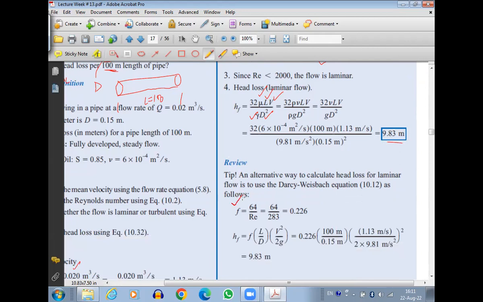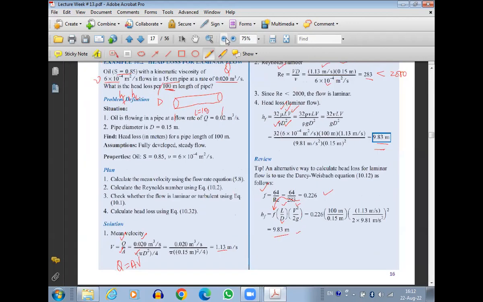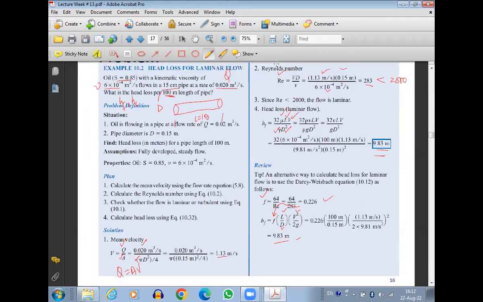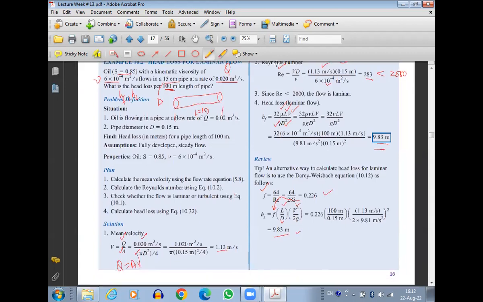The other way around is that since we know that it is laminar flow, we can directly find out the friction factor. For the Darcy-Weisbach equation, the friction factor will be 64 over Reynolds number. Substitute the value of Reynolds number into this formula, you can find out the friction factor. Once you have the friction factor, you can substitute it into the Darcy-Weisbach equation. Knowing the length, diameter, and velocity, we can find out the head loss. It will be the same as you get from here. So that is the solution to this problem. If there is anything within the solution which is not clear, you can ask.